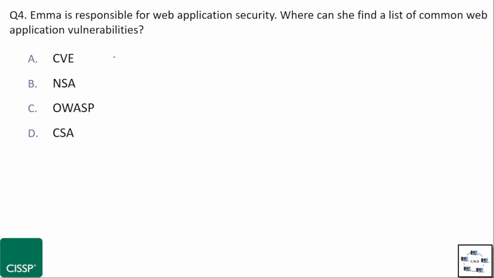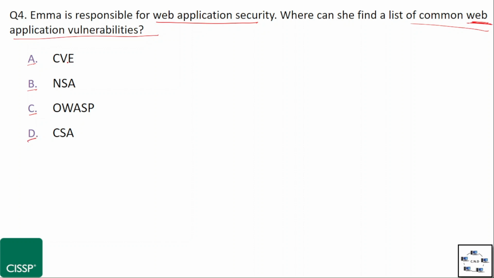Question number 4. Emma is responsible for web application security. Where can she find a list of common web application vulnerabilities? So we are specifically talking about web application vulnerabilities, and the options are option A, CVE, option B, NSA, option C, OWASP, and option D, CSA.